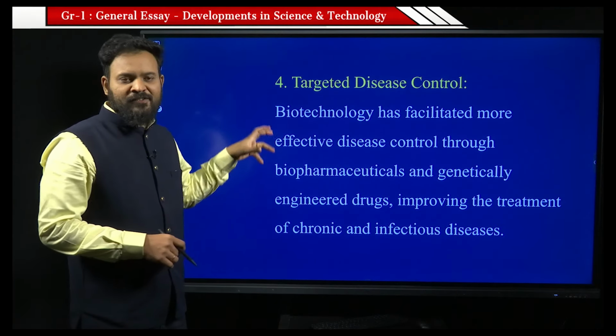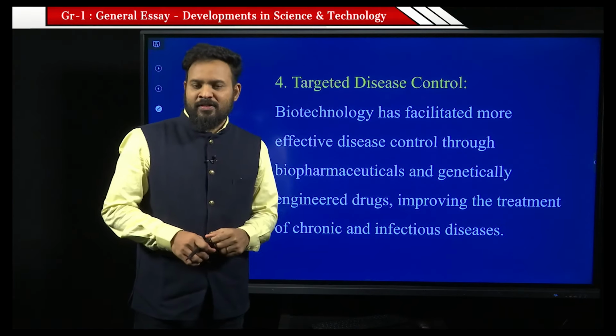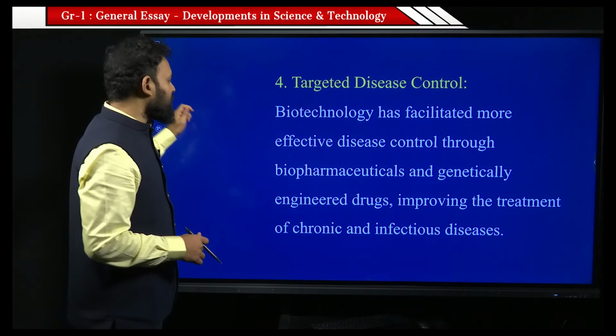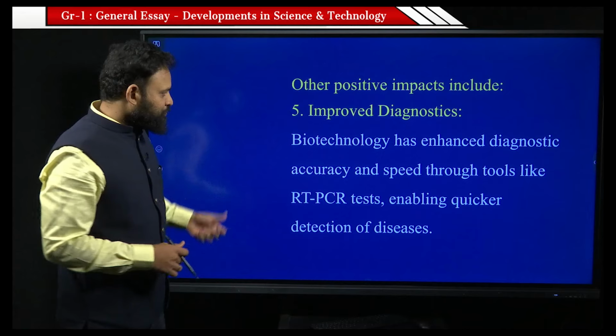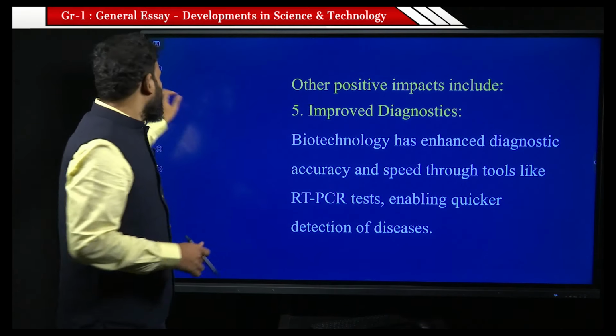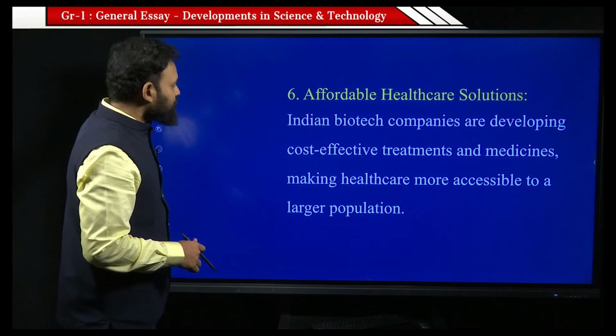And then targeted disease control, it is similar to what precision medicine is. So we are also focusing on developing this targeted disease control. And then other positive impacts include improved diagnostics, which we have already discussed.